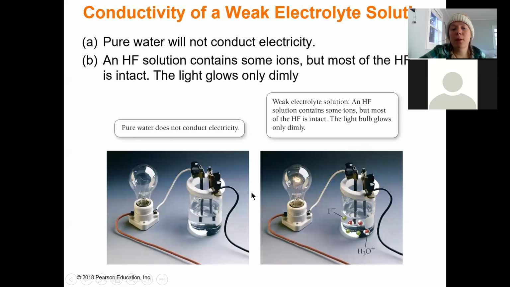In this case, we've got our pure water, no conduction of electricity. If we have a weak acid, our light bulb will shine, but it's not very bright because the electrical current can make the jump because there are some charged particles, but it's kind of dulled. So we get a weaker light.